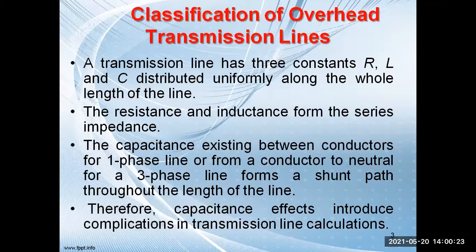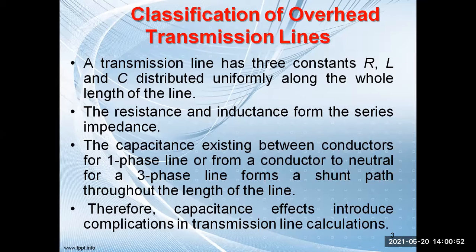Now, the classification of overhead lines. Classification of the overhead lines means how we'll classify them; there are certain parameters based on which we'll classify. We'll see how to classify the overhead transmission line. A transmission line has three constants, R, L, and C, distributed uniformly along the whole length of the line. This you have to keep in mind: the transmission line parameters are distributed parameters. These are not lumped parameters.